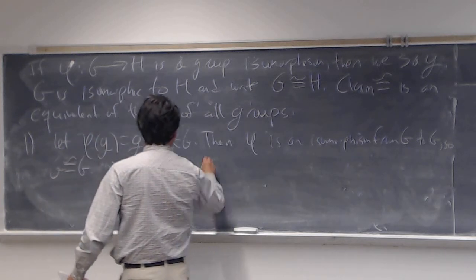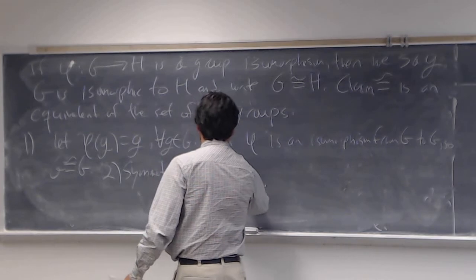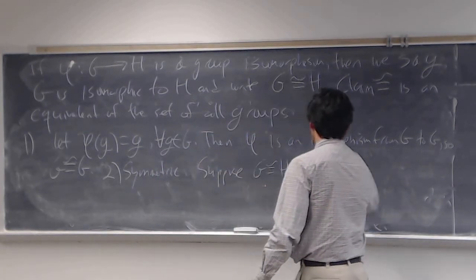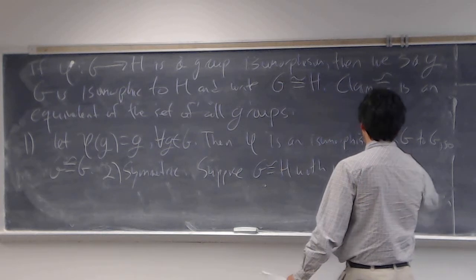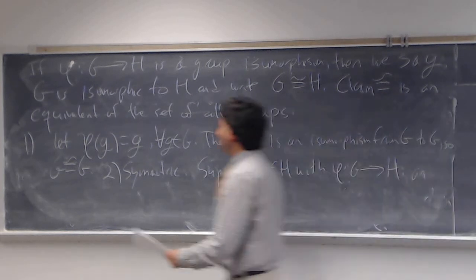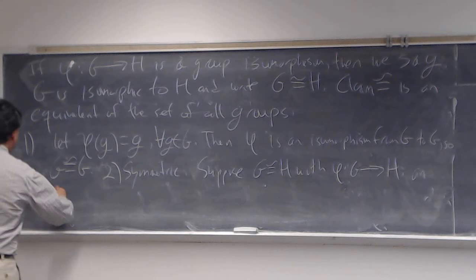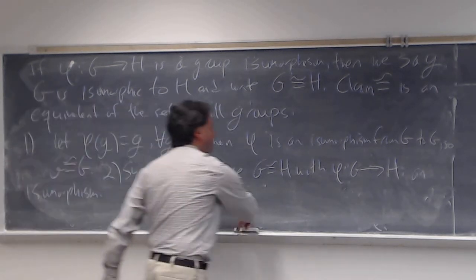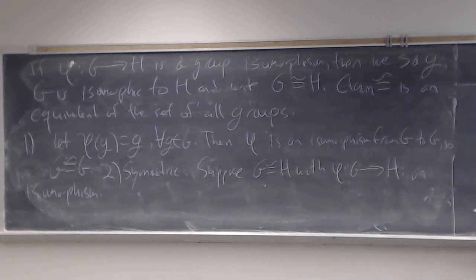Symmetric. Suppose G is isomorphic to H, with phi being one such isomorphism. What we're going to do is define, very similar to the notion from pre-calculus, the inverse function. So we'll define this function phi inverse.